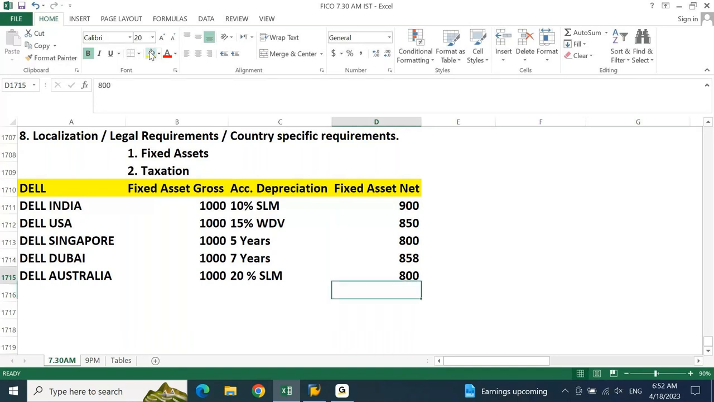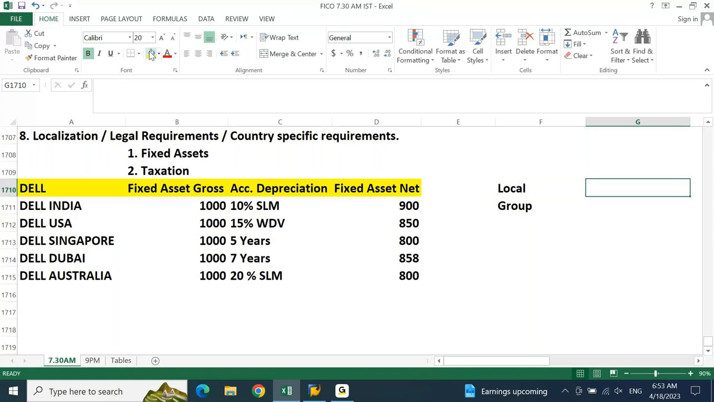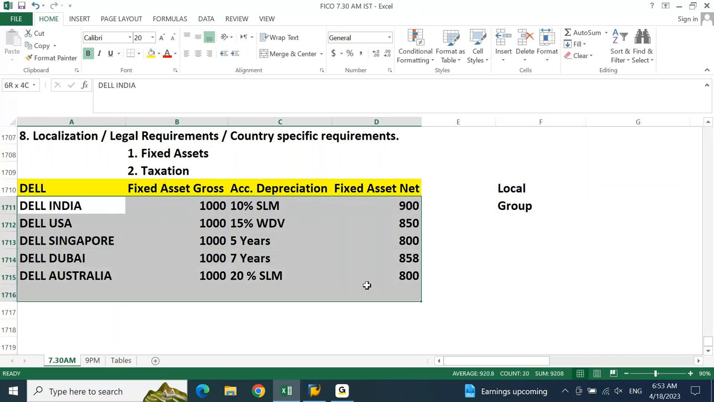Now, for the same asset, let's say every asset value is 1000. Are we having the same asset final value, or is it changing based on the country, based on the accounting principle? It's changing, sir. It is changing based on the accounting principle. Now, we talked about two types of reporting. One is local reporting, the other one is group reporting. For local reporting, we will be using local accounting principles. According to local accounting principle, in each of the countries, this is how you are representing the fixed asset position.